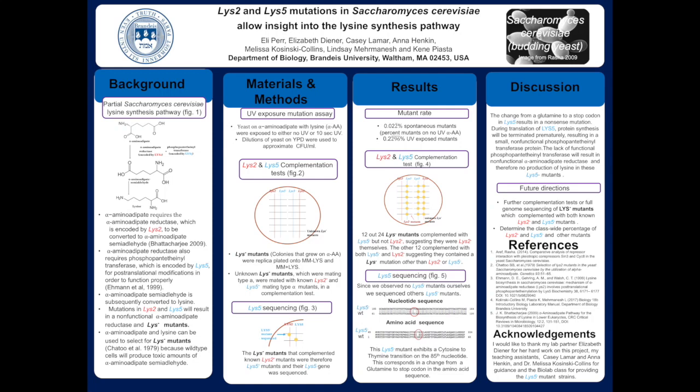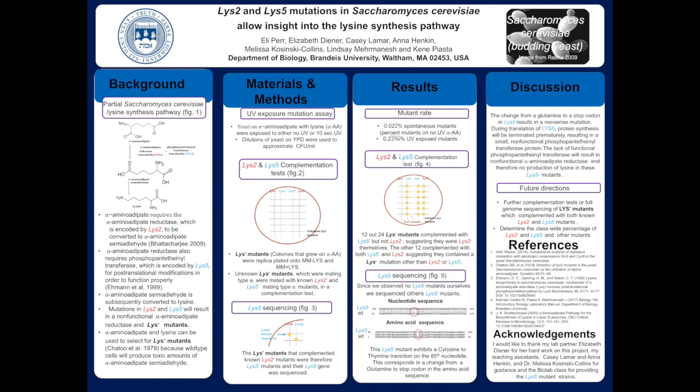Next, we performed complementation tests on the lys mutants to determine which mutants were lys2 or lys5 mutants. The lys mutants were replica plated onto minimal media plus lysine as a control, and also minimal media without lysine plates. These lys mutants, which were mating type A, were mated with known lys5 and lys2 mutants, which were both mating type alpha, in complementation tests. The lys mutants that complemented with lys2 were thus known to be lys5 mutants themselves. The lys5 gene of these lys5 mutants was sequenced to reveal the exact mutation in the lys5 gene.